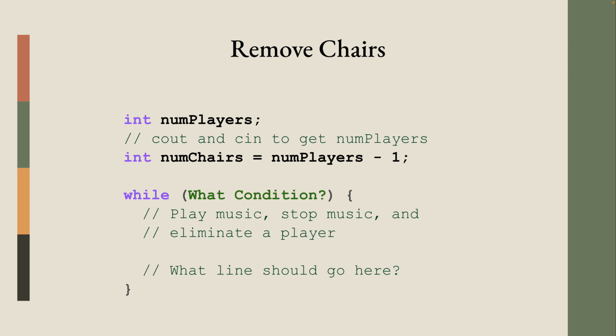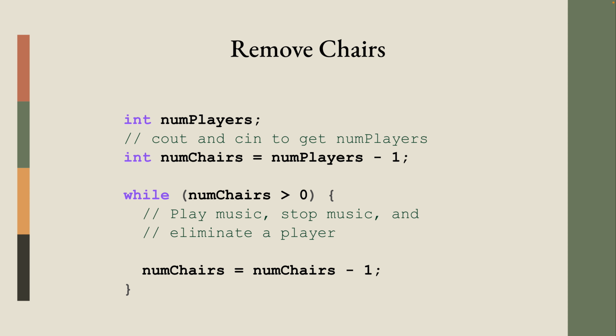So it's while it's greater than 0, and then what happens to num chairs at the end? Num chairs equal to num chairs minus 1. Yeah, cool. So everyone good on this part?